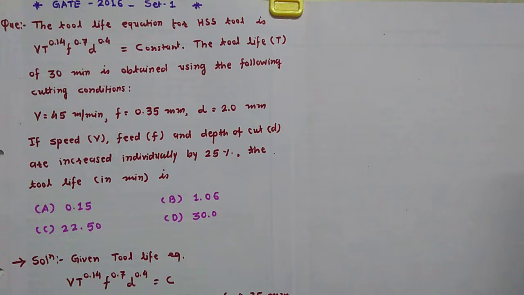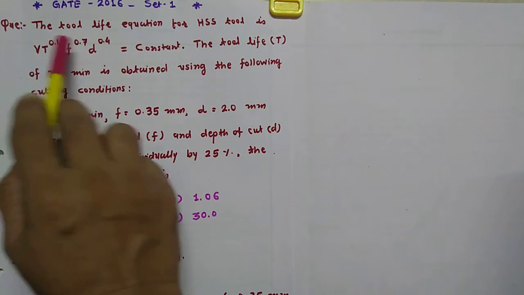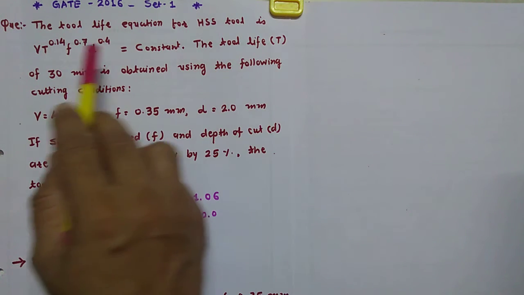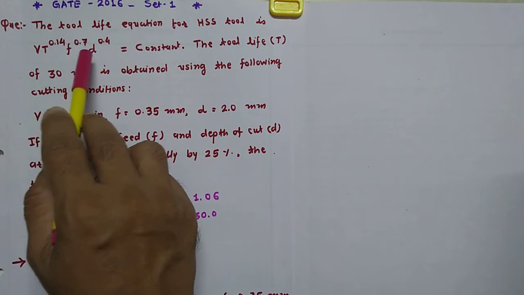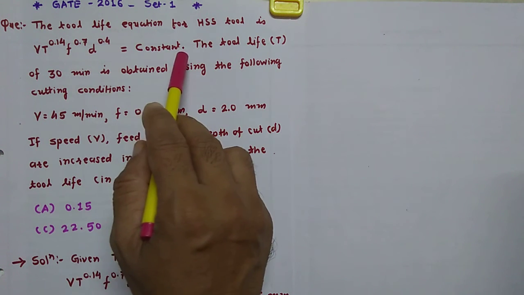And today we will discuss a GATE examination example, which I have taken from GATE 2016 set number 1. The example is related to tool life. The tool life equation for an HSS tool is V T^0.14 F^0.7 D^0.4 = constant.